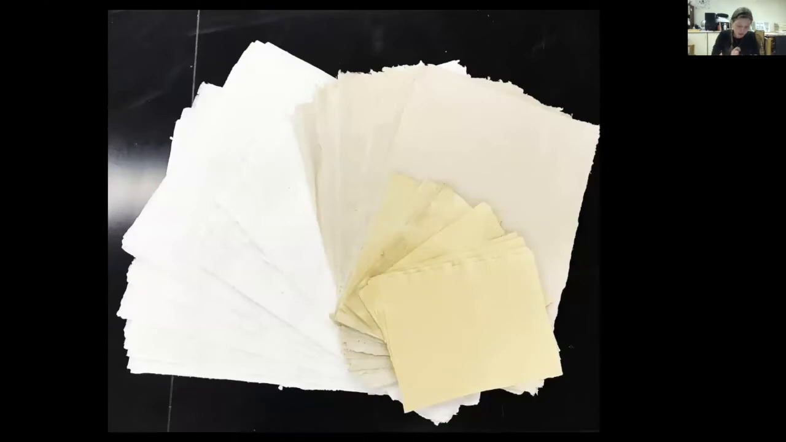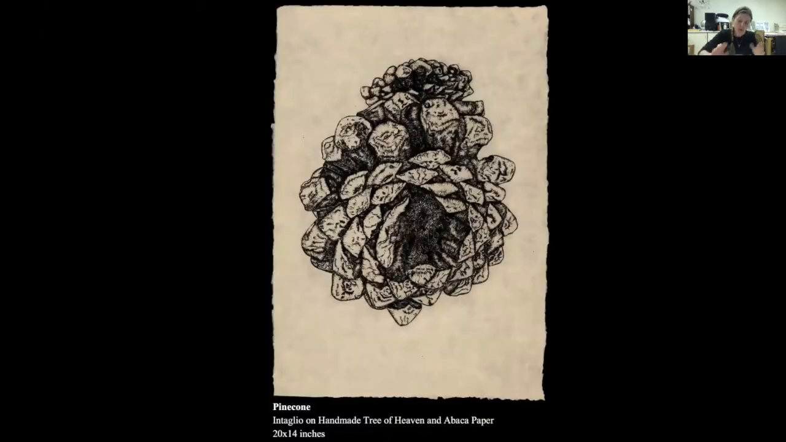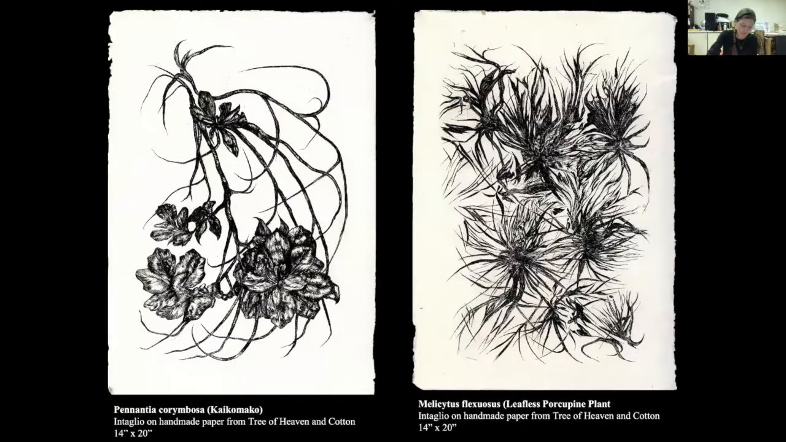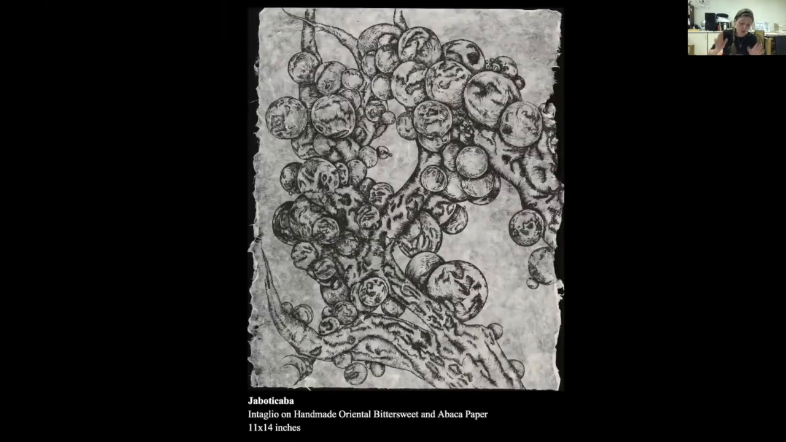I made 3 batches, one of pure tree of heaven, one with added abaca, and one with cotton. I was able to print on these sheets successfully. The fibers were very strong, and I was able to print on sheets that were incredibly thin.